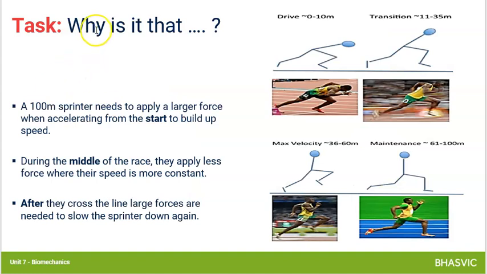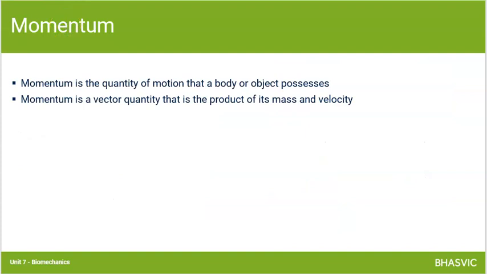Another question for you. Why is it that a 100-metre sprinter needs to apply a larger force to accelerate, to build up speed at the start of an event? In the middle part of the event, they apply less force when they're running, and their speed is constant. And again, at the end, when they cross the line, they have to find large forces again to slow down. So it goes big force, less force in the middle, big force once you've finished across the line, to slow down. And you may have guessed, of course, that the answer is related to the momentum that that athlete possesses.